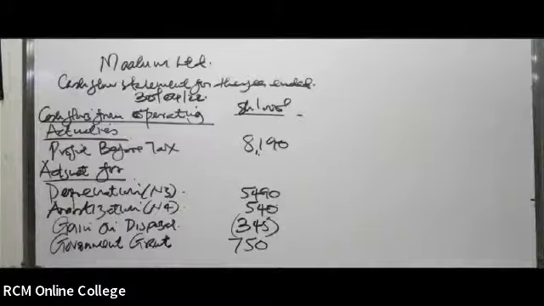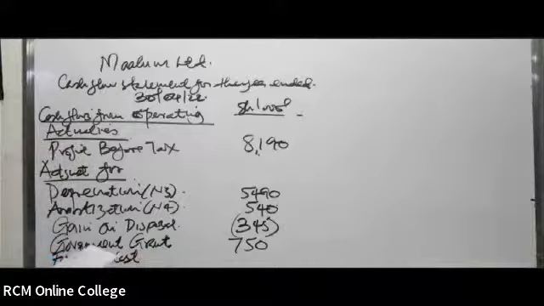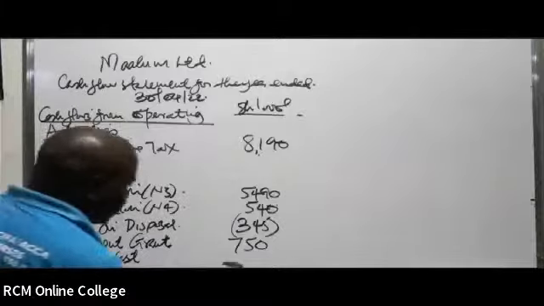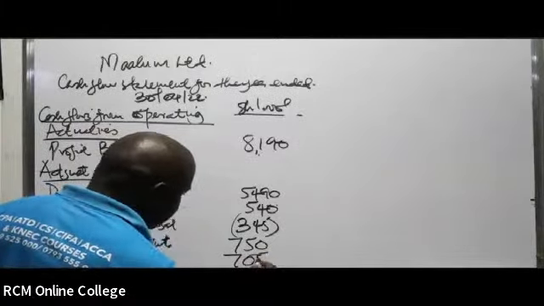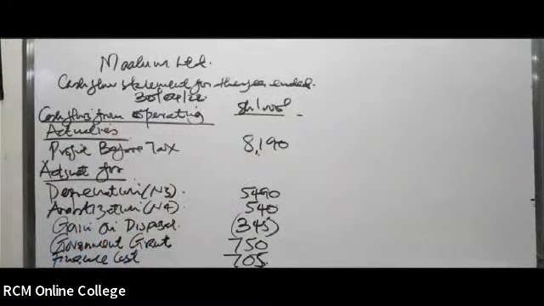Then we have to add back the finance cost, which is an amount of 705. So in there, we'll be able to get the cash flows before the working capital changes.